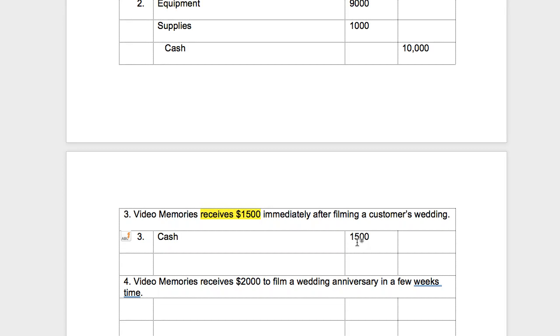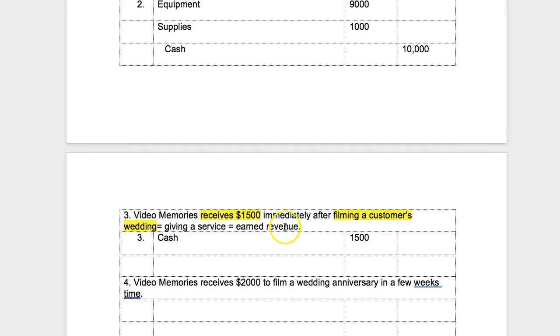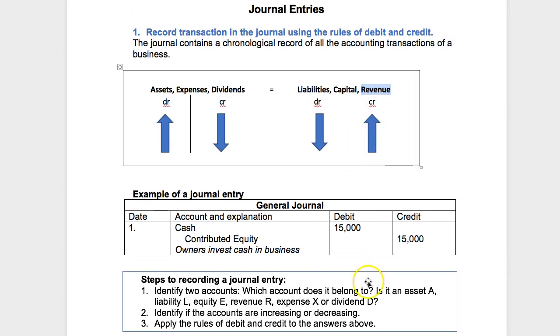Where did the cash come from? We received the cash because we have been filming a customer's wedding. Filming a customer's wedding means you are giving a service to your customer, and this means we have earned revenue. So, filming a customer's wedding means revenue. Every time you earn revenue, the revenue is increasing. So let's have a look up here for revenue. Revenue is here. When you increase revenue, this will be a credit.